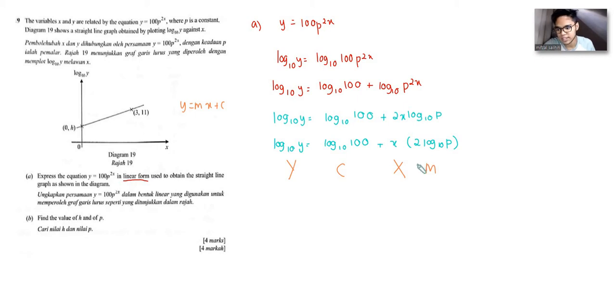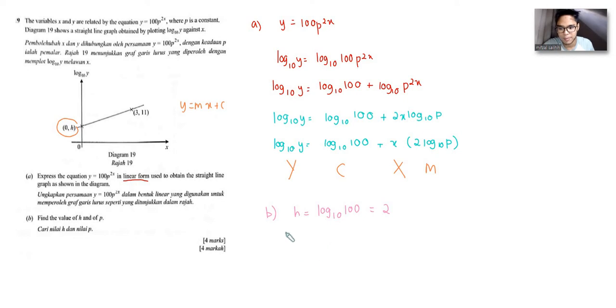Now let's look at the second question. Find the value of h and of p. We know that h over here intersects the y-axis. Anything that intersects the y-axis is known as the y-intercept. So we already know our y-intercept, which is log10 100. So h is equivalent to log10 100, which is equivalent to 2. Our answer for h is 2.